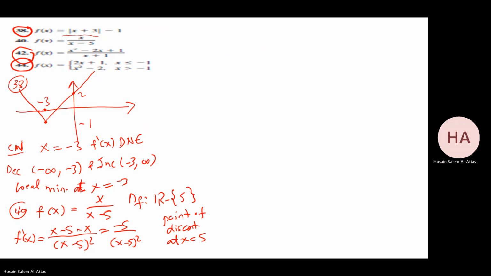Okay. So now I will do the sign diagram for f prime. Critical numbers. Do you have critical numbers? No critical numbers. F prime equals 0 will give me nothing. 0 equal -5, that's nothing. F prime does not exist at x equal 5, which is not in the domain. So no critical numbers.